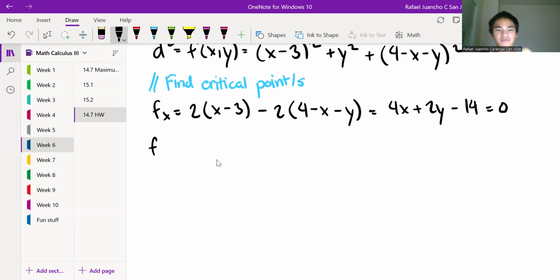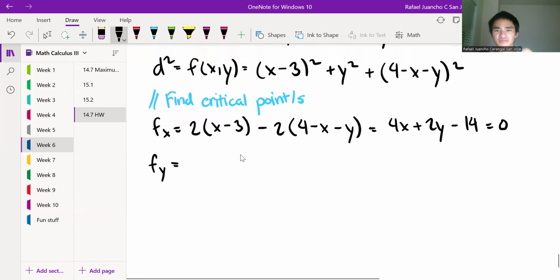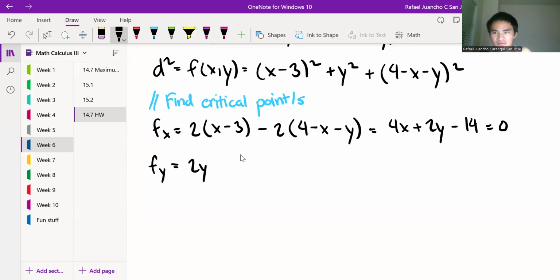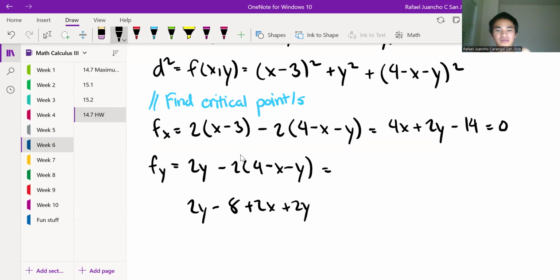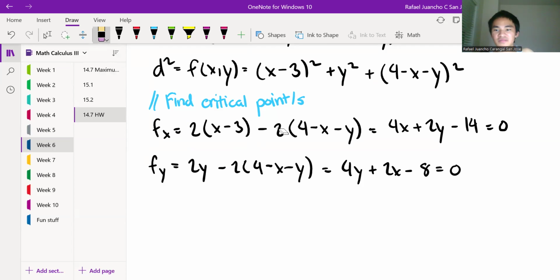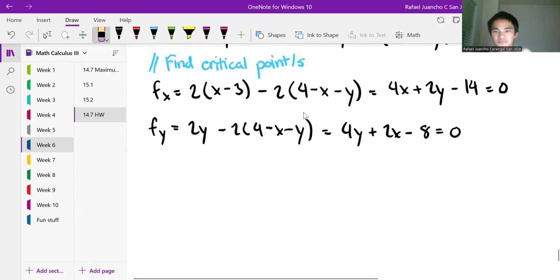And I do my f sub y this time. So 0 for y, plus 2 times 4 minus x minus y. I do a chain rule, I get -2 of that. And then from there, this is 2y minus 8 plus 2x plus 2y. So here I get 4y plus 2x minus 8, which is also equal to 0. Then from there I solve these linear equations, right?